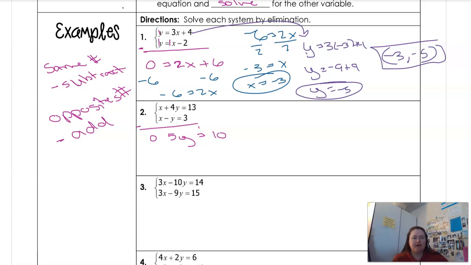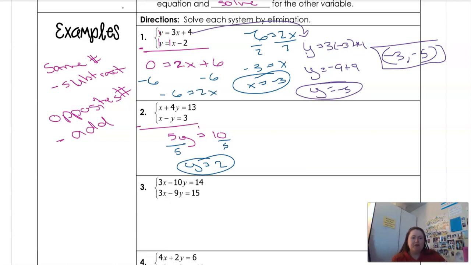So this 0 doesn't really matter because 0 plus 5y is still just 5y. So then I need to solve for y. All I have to do is subtract 5 on both sides. y equals 2. See, this time I solved for y. It's not always going to be the same variable that you solve for first.